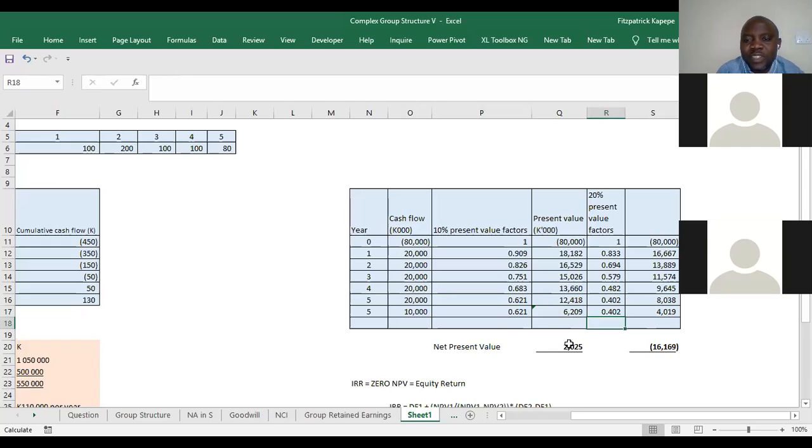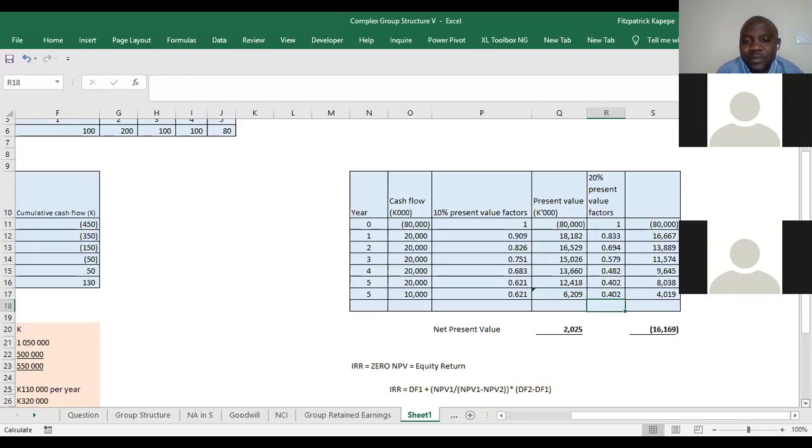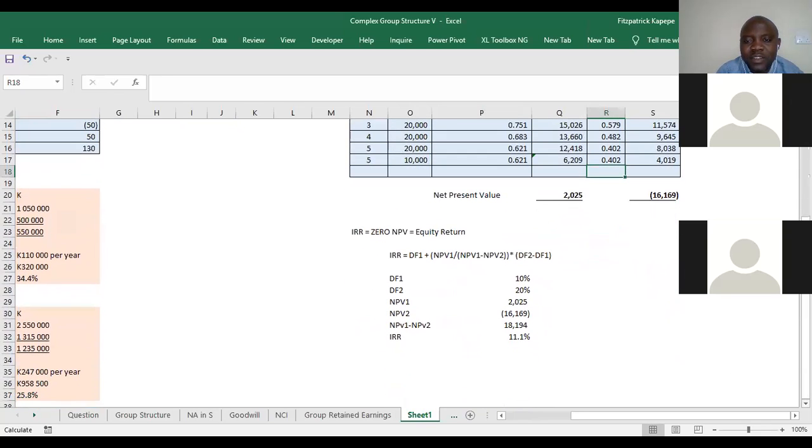So you have your net present value, and if you use your 20%, you will be in negatives. If you come here, these are the numbers you're going to get. It will be 11.1. Tamara, congrats, you got it. You got 11.1% as the internal rate of return, right?